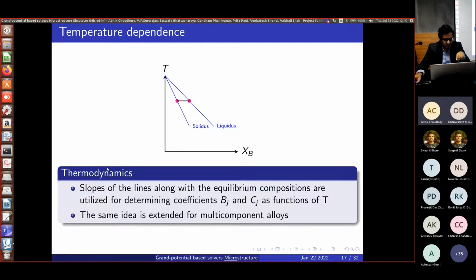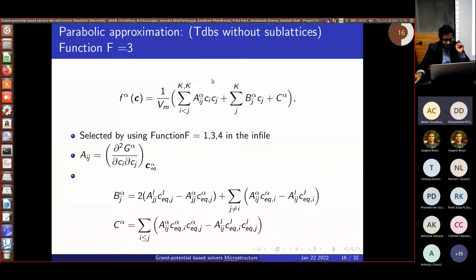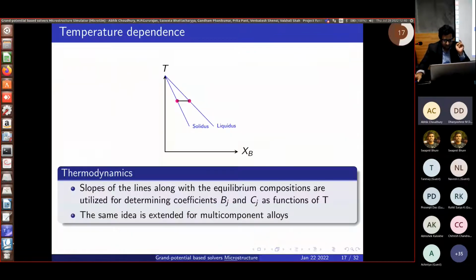These slopes are calculated, slopes of these phase boundaries. These are calculated from the thermodynamic information that you already input in the TDBs. So you don't have to input them. They get calculated internally in the solver. OK, so this is the function f3, which is an alternate to the exact coupling. The exact coupling, as I will show, is slower.